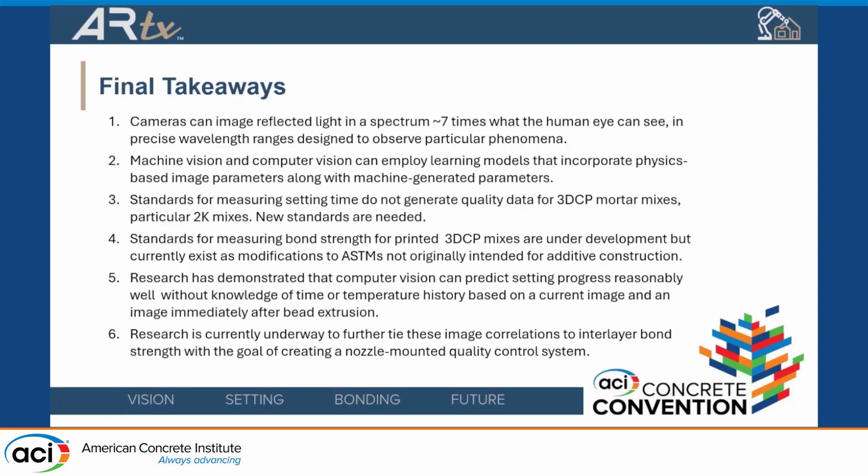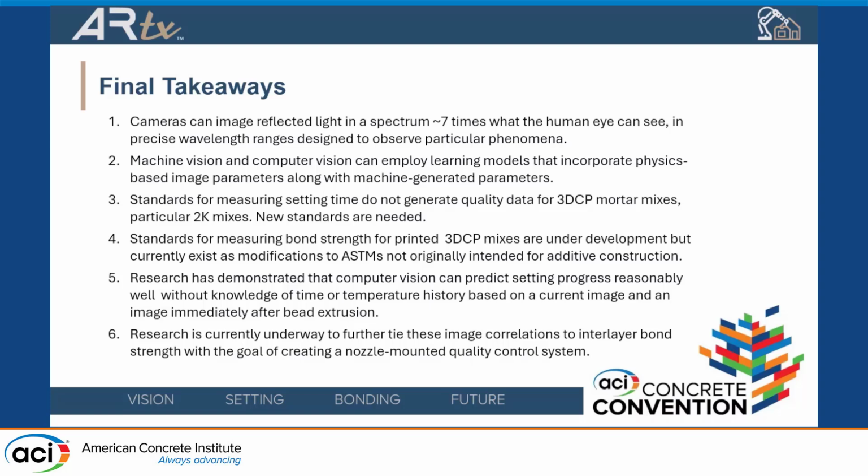All right, so final takeaways. Cameras can see about 7 times what we can see. Machine vision and computer vision can employ supervised learning models where we can tie physics and we can tie parameters we already know are related to simpler behaviors into that learning. Right now, we're in a development stage for standards in the industry. On the settings side, we know that the methods that are available to us are insufficient, and we need new ones, or we need consensus on how to modify existing ones.